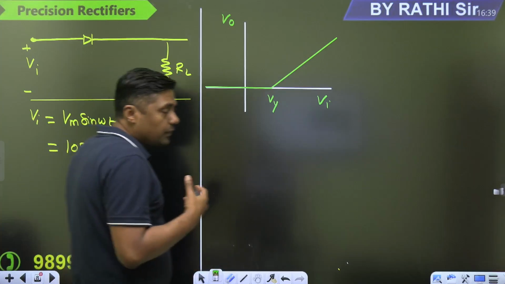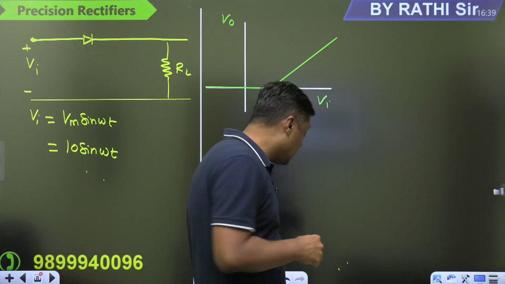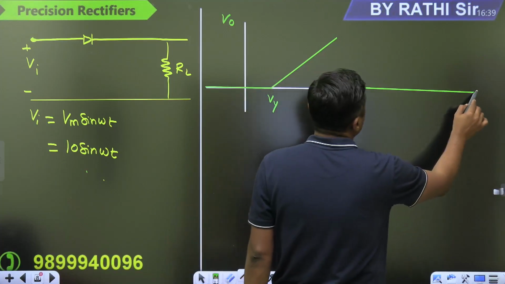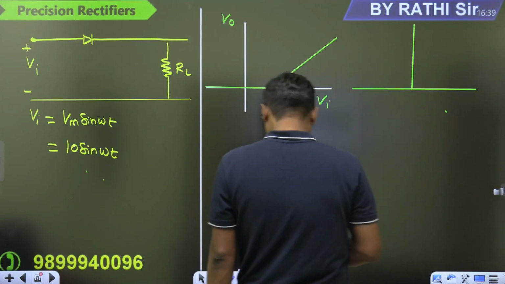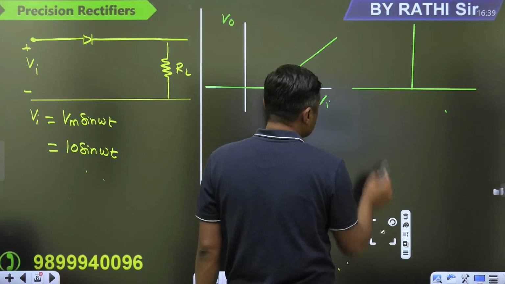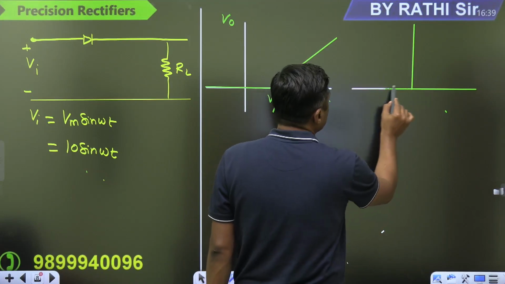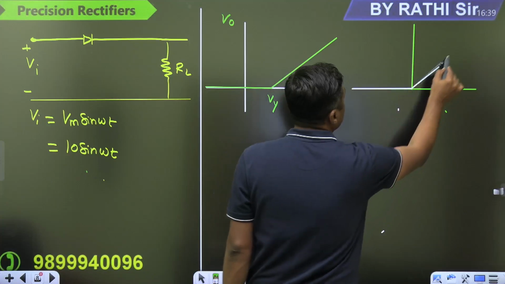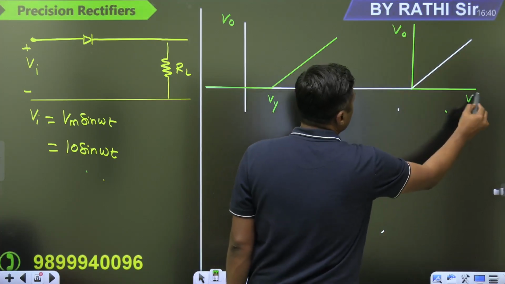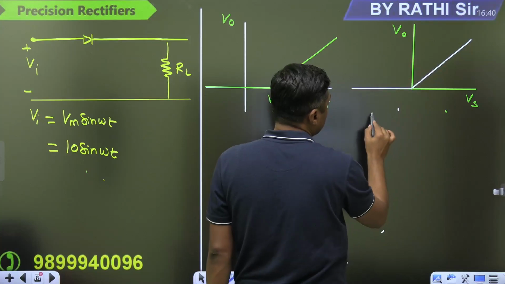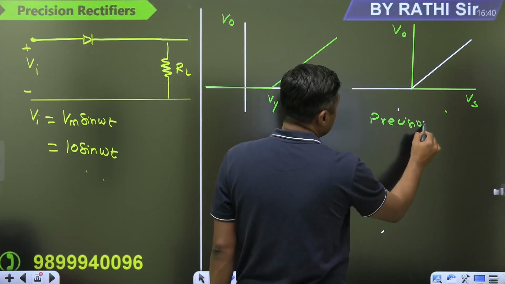Right. Now, if you want to rectify a very, very small signal in the range of millivolts, then the characteristics should start from this point, just like an ideal rectifier. Start from this 0 point, just like the ideal rectifier. So this is the transfer curve, or the characteristic curve, for the precision rectifier.